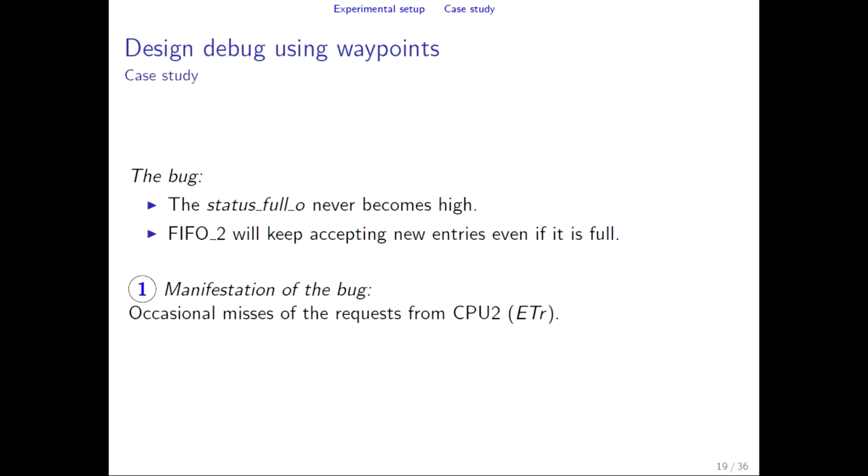So we start with the actual manifestation of the bug from the simulation trace, which is occasional misses of requests from CPU 2. Occasional because this will happen only when FIFO 2 is full. That's what makes it more interesting, and that's what makes it more like a corner case bug.